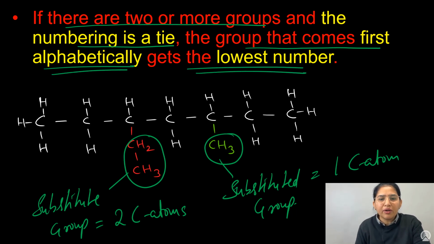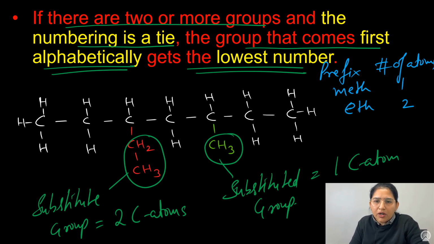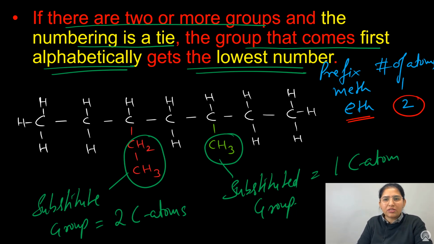Now you already know how to write the prefix. We have already discussed it. Let's check once again: if I am having 1 carbon, then what should be its prefix? Its prefix is going to be meth. While if I am having 2 carbons, its prefix is going to be eth. Now you may see alphabetically which comes first. Of course, eth comes first. So we have to do the numbering in this way, that our eth, the substituted group which has 2 carbons, is going to have the lowest number.